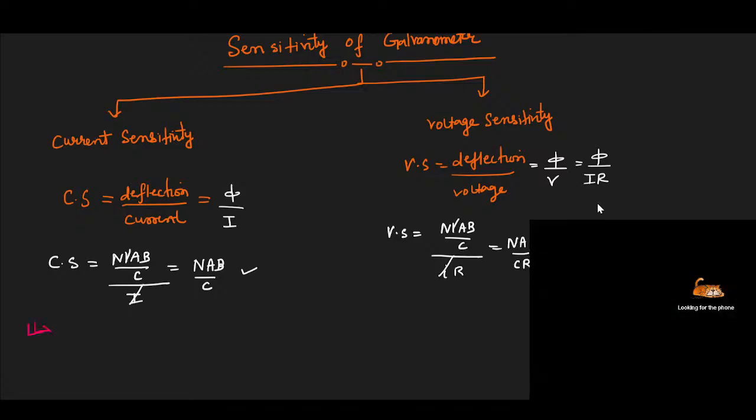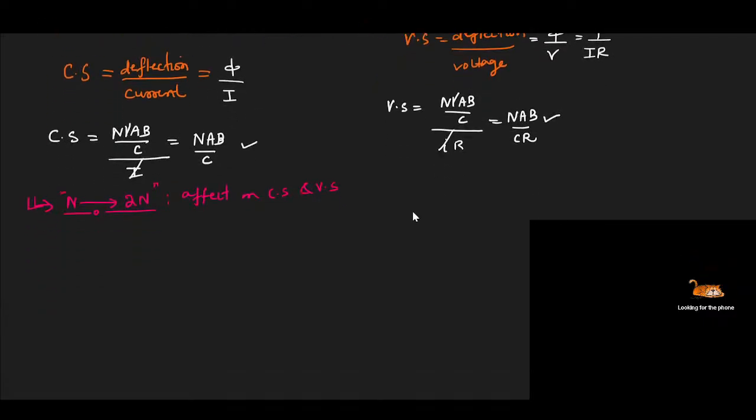Numerical is like, if we double N to 2N, find the effect on CS and VS. Let us talk firstly about CS. CS, I guess it is NAB by C. Now we double N, it will become 2NAB by C. That means CS doubles.